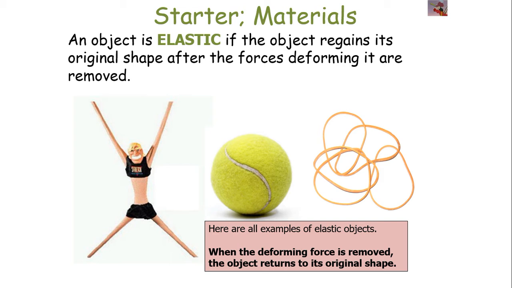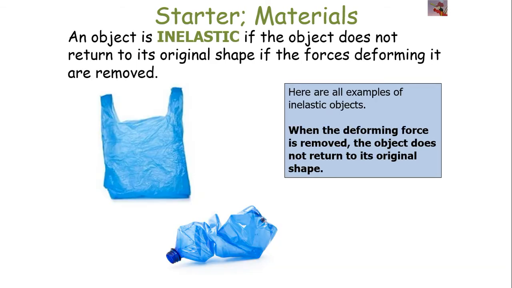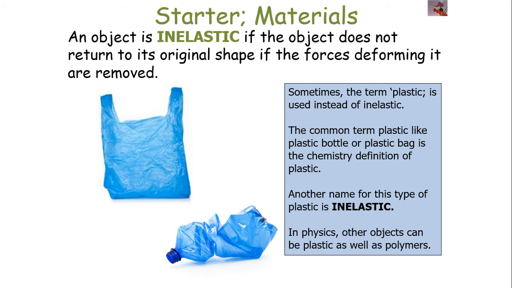Now, elastic is when an object regains its original shape after the forces deforming it are removed. So, in all these examples, when the deforming force is removed, the object returns to its original shape. However, an object is inelastic if it doesn't return to its original shape if the forces deforming it are removed. So in these examples, when the deforming force is removed, the object stays deformed, it doesn't return to its original shape. Sometimes it's referred to as plastic.